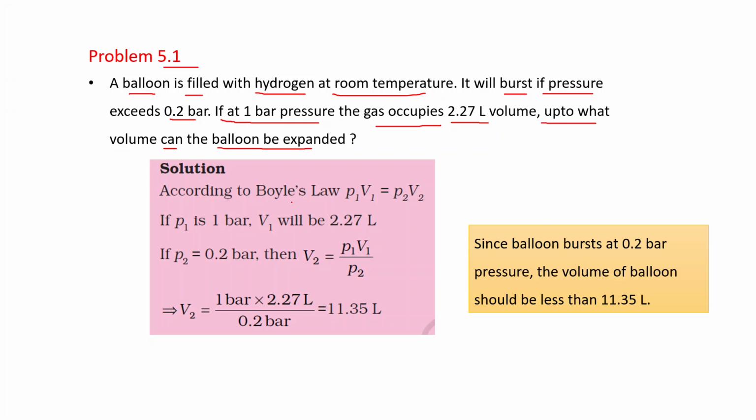Now see the solution. According to Boyle's law, we know P1V1 = P2V2. In this question, P1 is 1 bar, then V1 will be 2.27 liter. And P2 is 0.2 bar, and we have to find the value of V2. According to this relationship, V2 = P1V1/P2. Put the values: V2 = 1 bar × 2.27 liter / 0.2 bar, and this is 11.35 liter. This is the volume at pressure 0.2 bar. Since the balloon bursts at 0.2 bar pressure, the volume of the balloon should be less than 11.35 liter. Okay, thank you.